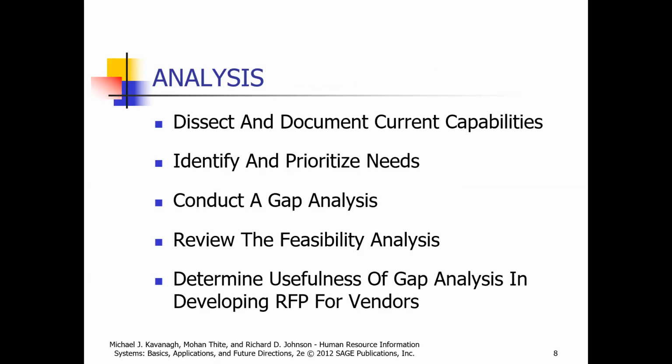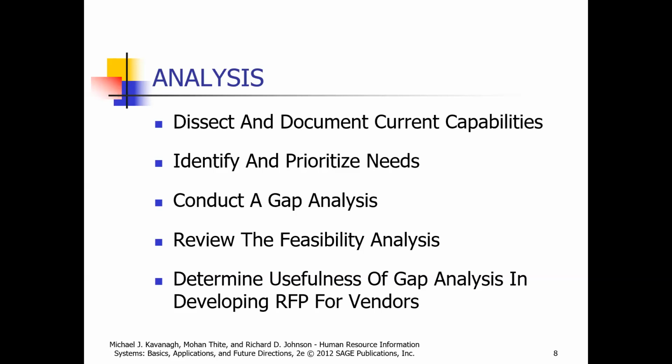So analysis is our detailed version after planning. That is analyzing the needs, dissecting and documenting the current capabilities of the organization, and identifying and prioritizing needs, what they ultimately want in the organization, and conducting a gap analysis in which the difference between what we have and what we don't have is generated. If we were to go for future organization projects or goals, what we need to have, which was not achieved until now at the present position. So this is the gap analysis that must be conducted, and review the feasibility analysis, of course.